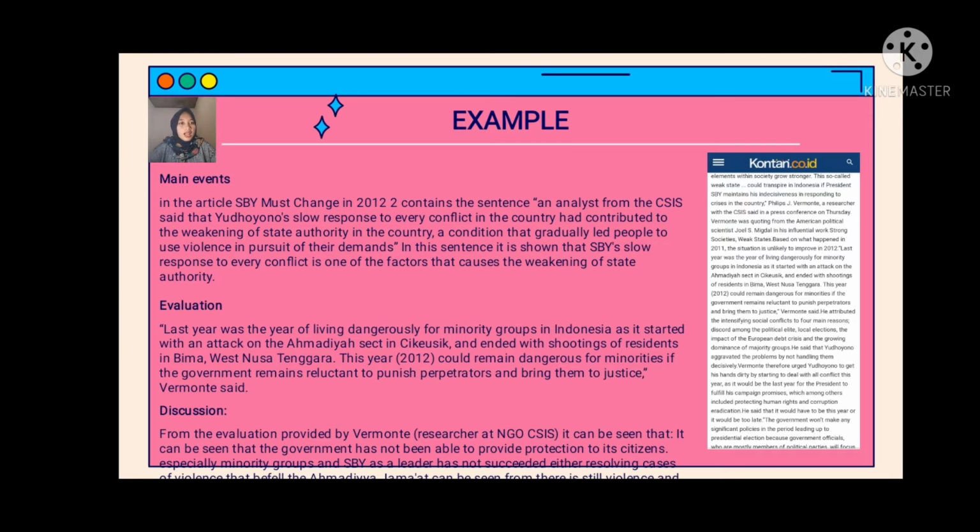Vermont said. Yes, and here there is a discussion related to this situation from the evaluation provided by Vermont Research at NGO CSES. It can be seen that the government has not been able to provide protection to its citizens, especially minority groups, and SBA as the leader has not succeeded in resolving cases of violence that befell the Ahmadiyya Jamaat. There is still violence and attacks against minority groups.